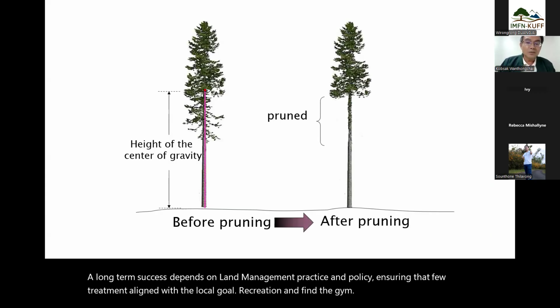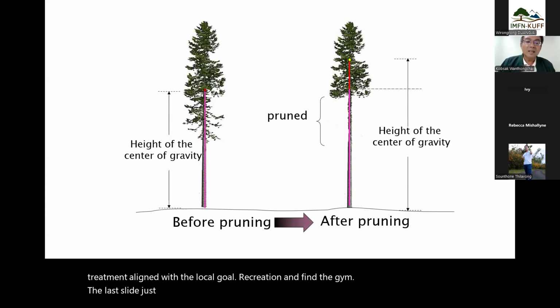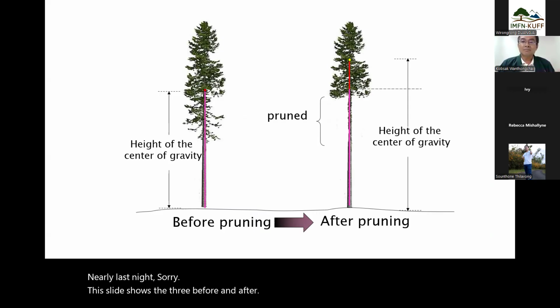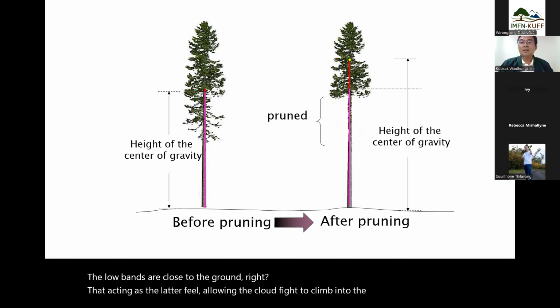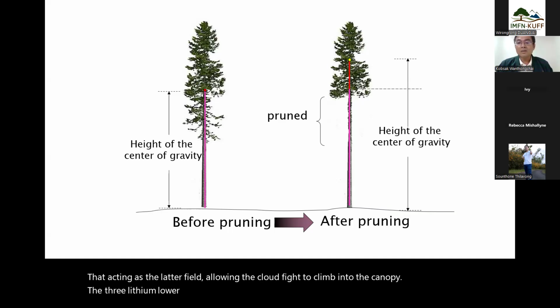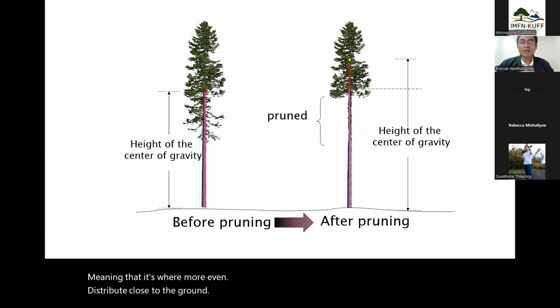The last slide, just to show, nearly last slide, sorry. This slide shows the tree before and after pruning. On the left, before pruning, the low branches are close to the ground, right? They act as ladder fuel, allowing the ground fire to climb into the canopy. The tree retains lower branches, which contribute to a lower center of gravity, meaning its weight is more evenly distributed close to the ground. This is the picture on the left-hand side.